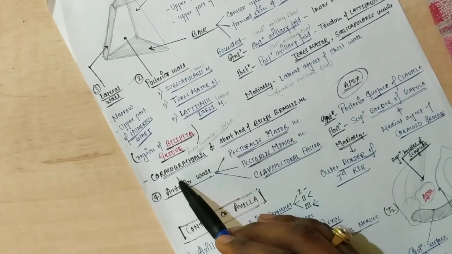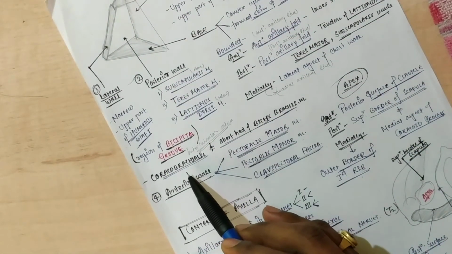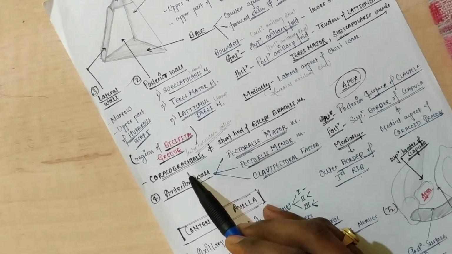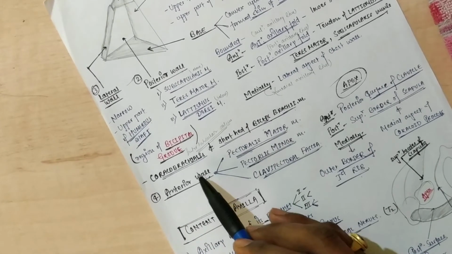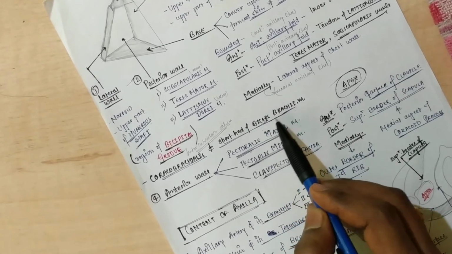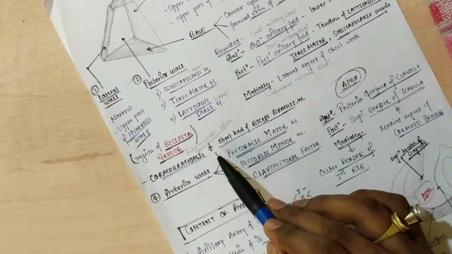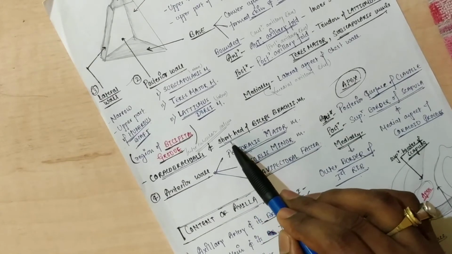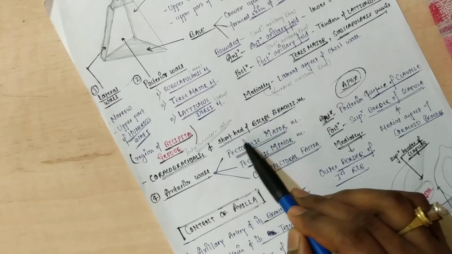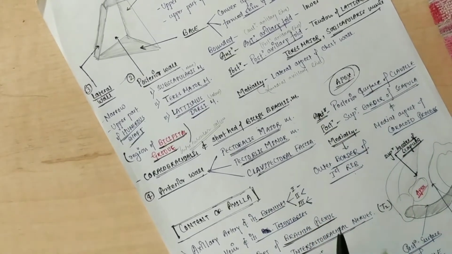And it also contains the coracobrachialis and the short head of the biceps brachii muscles.